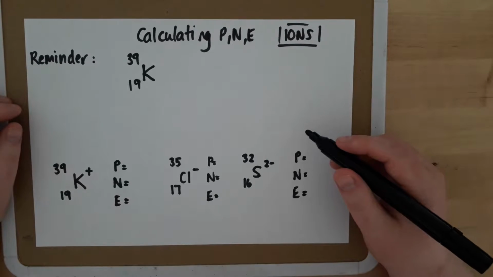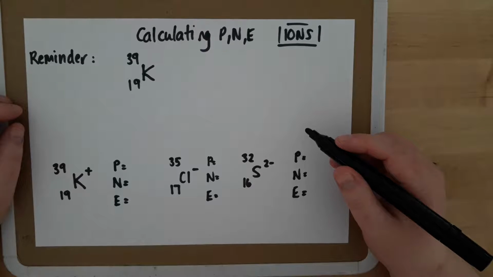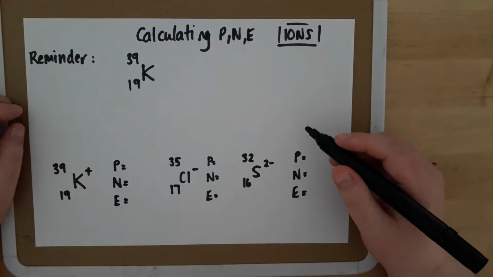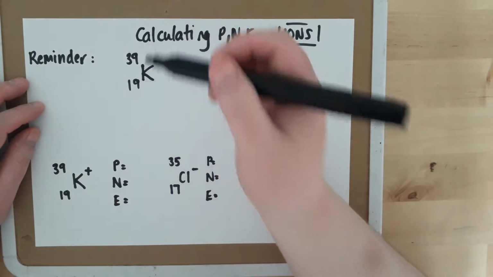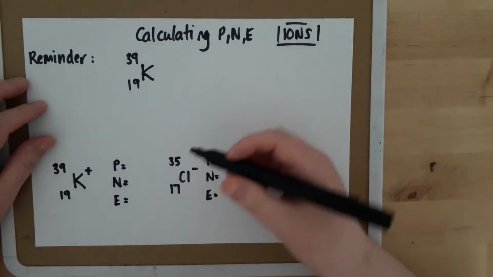This video is part 2 of calculating protons, neutrons and electrons, and this time instead of looking at atoms, we're going to look at ions. Okay, so just a reminder from last time, very often the question looks like this, which is called nuclide notation.